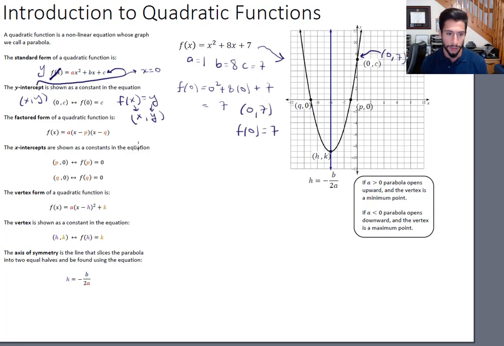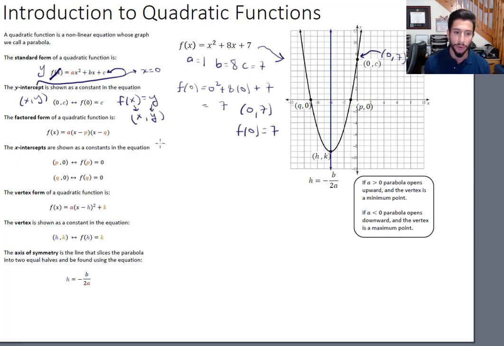Boom. Next form, factor form. So factor form, as its name indicates, is when you factor your quadratic, right? So I'm going to grab this quadratic, and I'm going to factor it. So y equals, and actually, hold up.